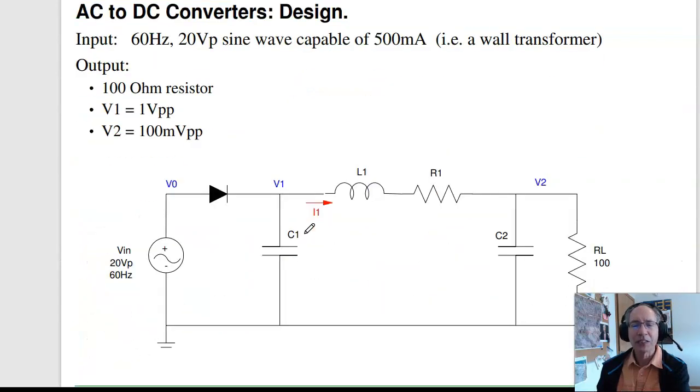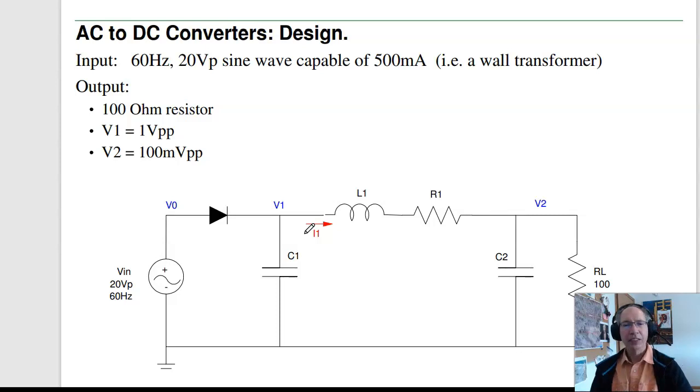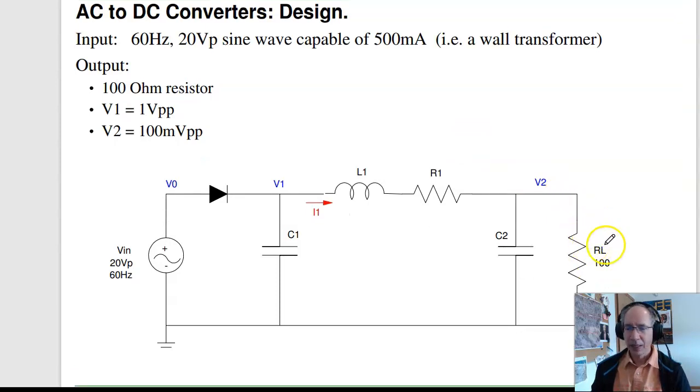But anyway, that's analysis. AC to DC design. Designers go the other way around. I know what V2 looks like. I want to drive a 100 ohm resistor. I want the ripple to be 100 millivolts peak to peak. Come up with C1, C2, L1, and R1 you're kind of stuck with, so that the ripple at V2 is only 100 millivolts.